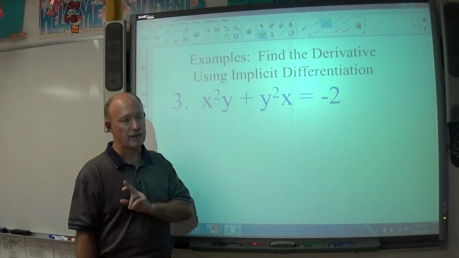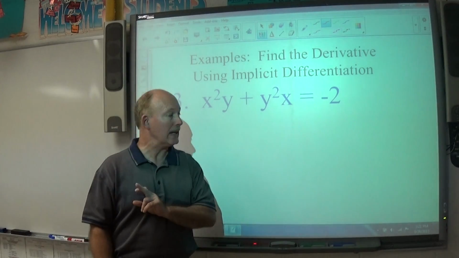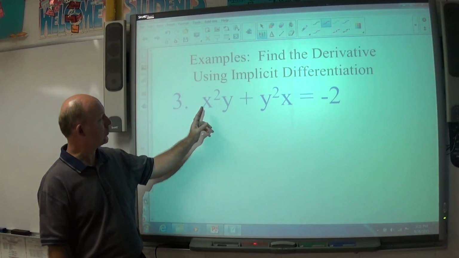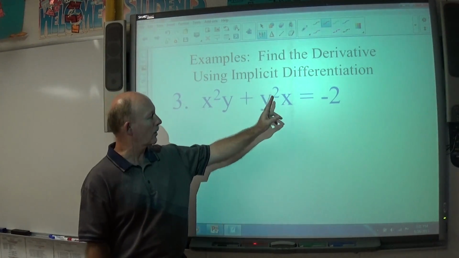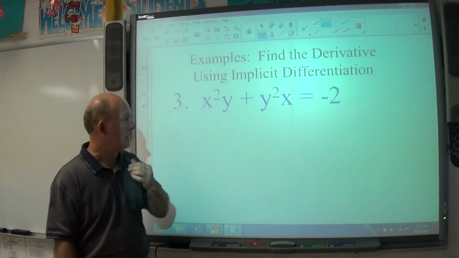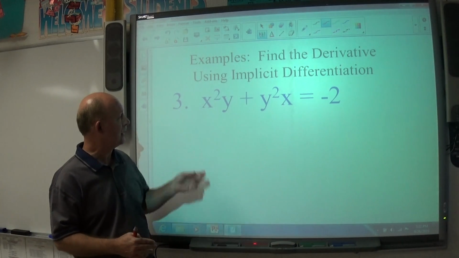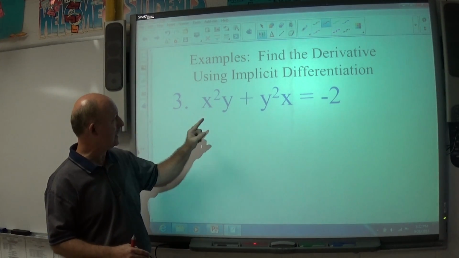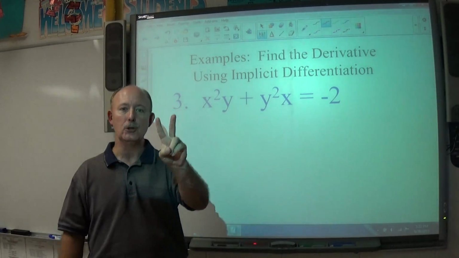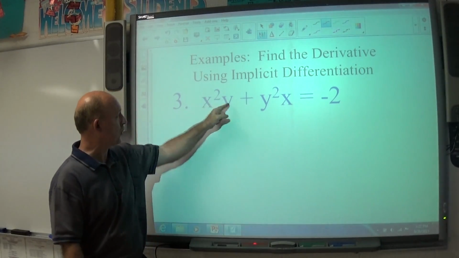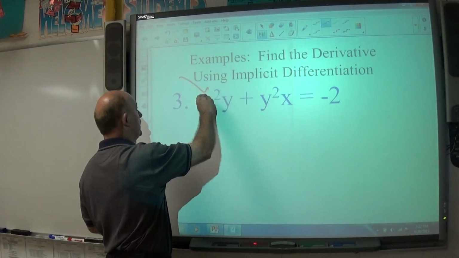Example number 3. Let's try this one here. Now, first thing you want to recognize here, we've got x squared times y plus y squared times x equals negative 2. Now, to take the derivative of this particular equation, taking the derivative of x squared y, you've got to recognize we have not one, but 2 products. So you've got x squared times y. Now, this is a product.